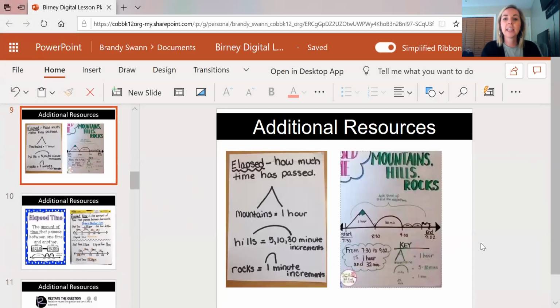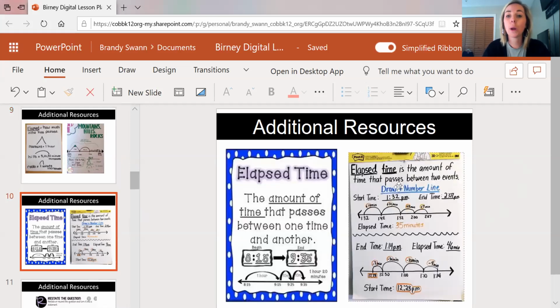I heard that one of Miss Swan's students asked her about the mountains, the hills, and the rocks, so good job. Mountains are worth 1 hour. Hills are worth 5-minute increments, and your rocks are only worth 1 minute. Here's one picture of this specifically. I like how it shows the number line, and it actually has one that goes back and one that goes forward. You can see that one in the additional resources.